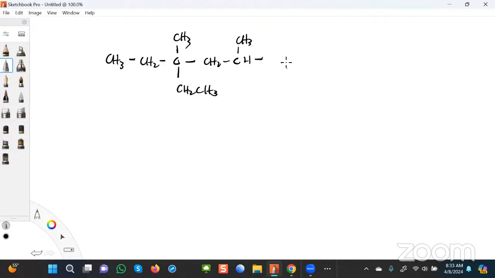So in this example, I have CH3 bonded to CH2, bonded to C, and then up here, I have a CH3. Down here, I have CH2, CH3, and then here, I have CH2, and then here, CH bonded to CH3, and then here, CH3. Okay. So let's say we have this molecule, and my question again is, how many carbons are in the longest chain? Let's start off with that first.